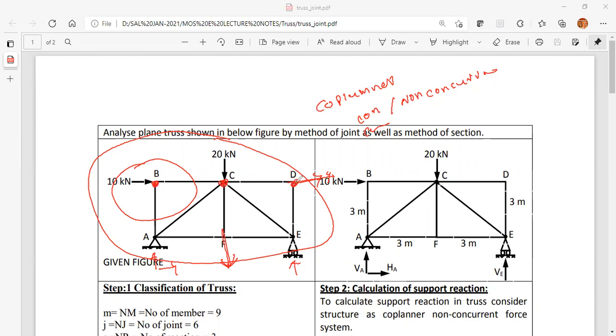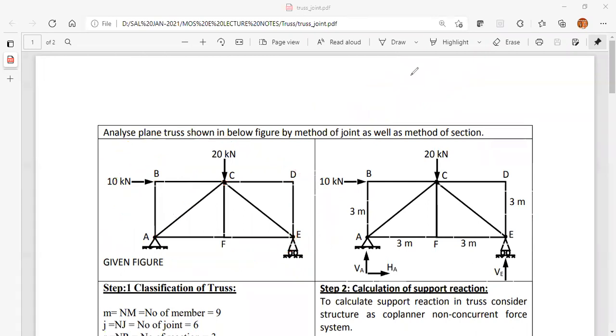keep my words in your mind. If I am considering an individual joint of the truss, can I consider it a case of the coplanar concurrent one? Yes or no? Please confirm me. Okay, so I hope it is clear to all of you. Now, if I am going to analyze a truss and calculate reactions, we are considering the coplanar non-concurrent condition. But if I am going to use the method of joints by solving individual joints, we are going to consider the coplanar concurrent condition.